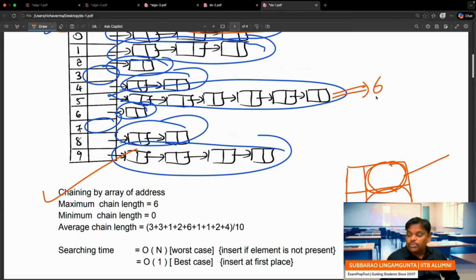What is the minimum chain length? I think some people will make a small mistake. Minimum chain length is not 1. Minimum chain length is 0.